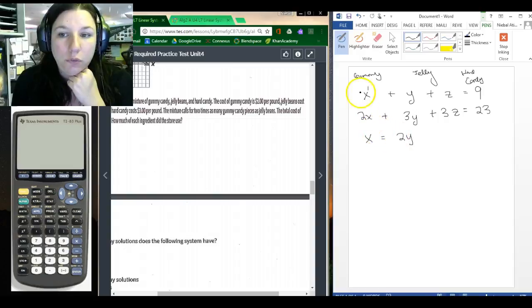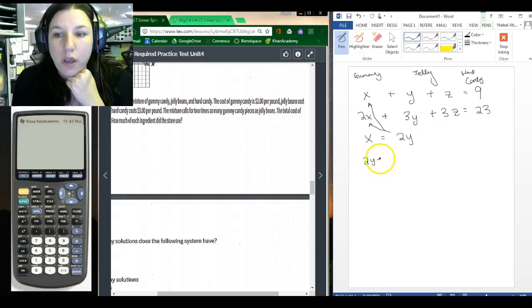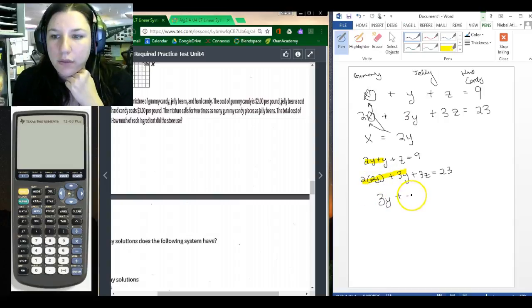So we know that x equals 2y, so I'm going to substitute that here and here. So that's going to be 2y plus z equals 9, and 2 times 2y, right? So instead of x, I put a 2y, plus 3y plus 3z equals 23. And that simplifies, right? These are like terms, and these are like terms, to 3y plus z equals 9. And this would be 4y plus 3y is 7y plus 3z equals 23.